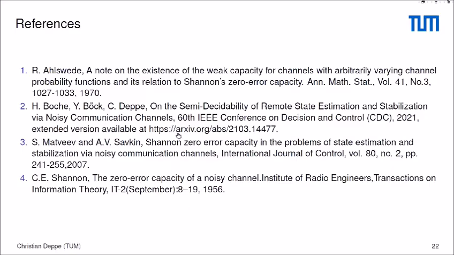Here are some references we used. So here in this work, Rudolf Ahlswede gives his characterization of Shannon's zero error capacity. This is our work where we use the result to show results in control theory. This is the work of Matveev and Savkin, who showed how important the zero error capacity is for control theory. And this is the work of Shannon, where he introduced the zero error capacity. More references can be found in our article.